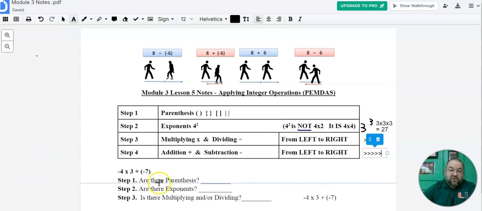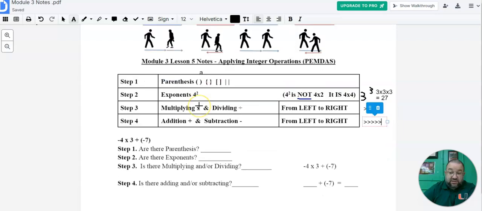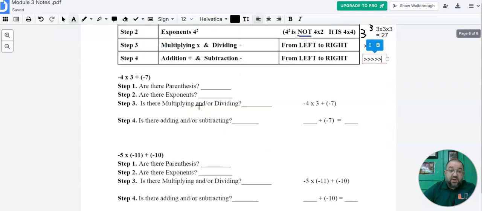All right, so let's go ahead and put this then into action. So down here, we got a pretty simple thing here, all right?